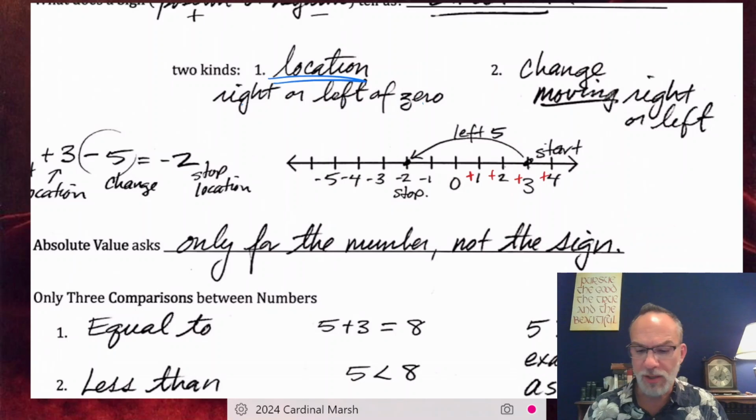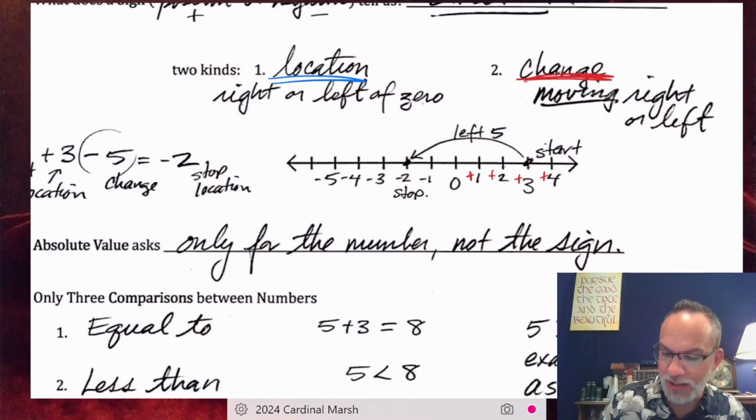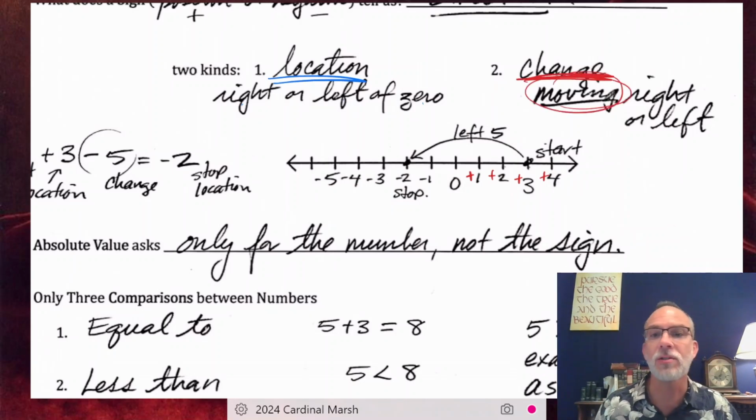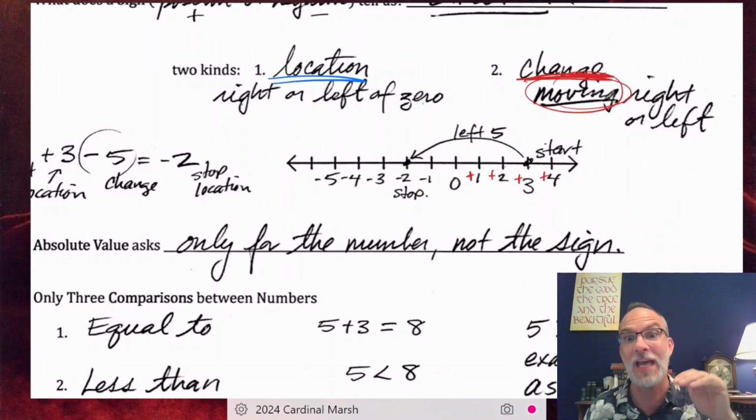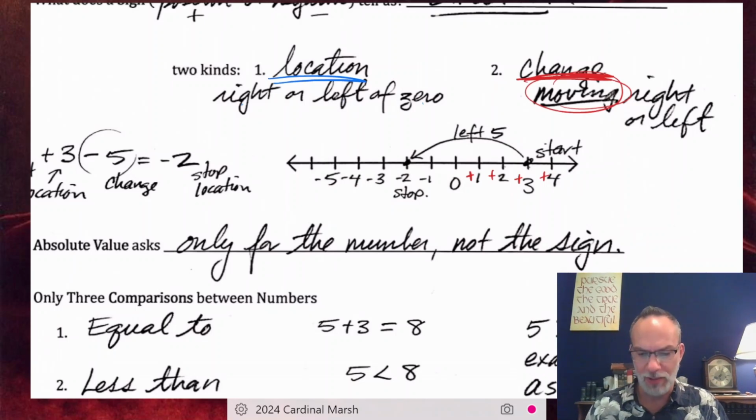But you also have change. Now, when something changes, it's moving to the right or to the left. So if my weight changes, then I can put a sign on it. I was 168 today, and I have a plus 5 by the end of the week, so that's adding 5. It's increasing. Or I'm decreasing. I'd like it to decrease. But you get the point, right?